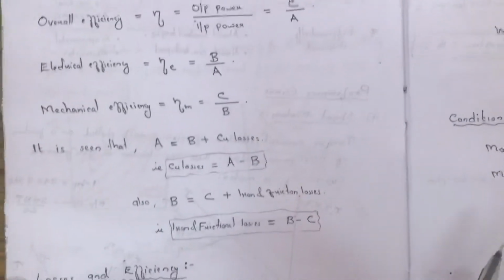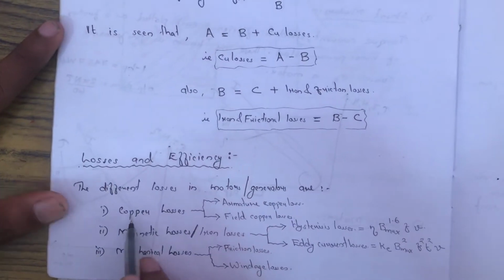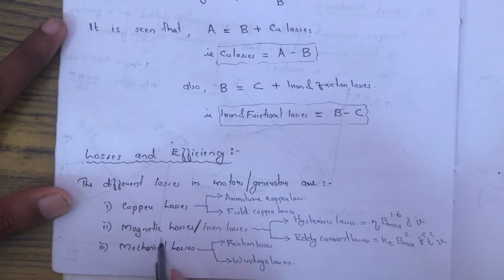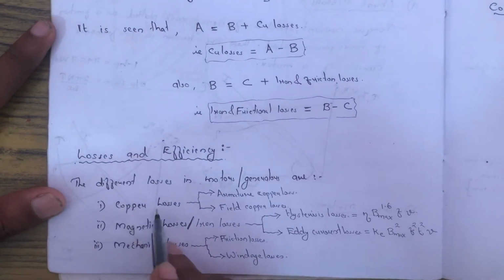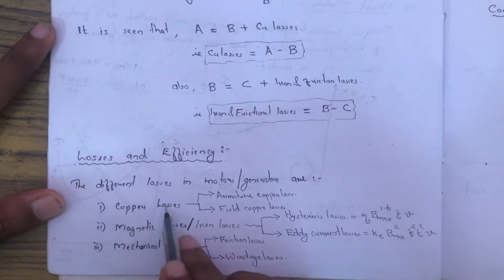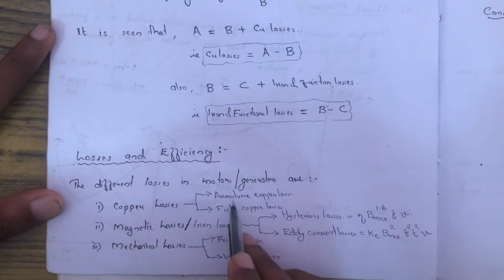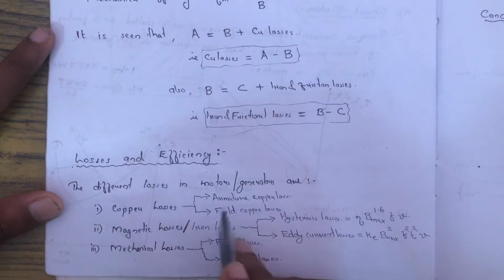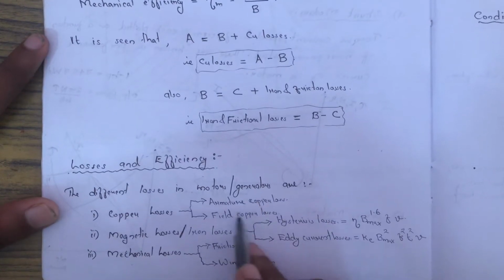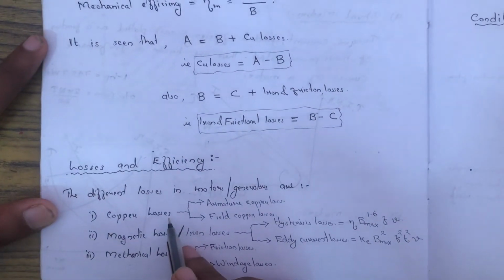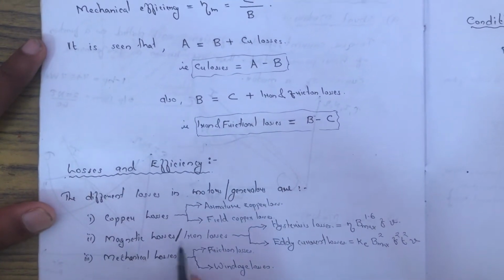Next we can see the different losses in a DC motor. The different losses are copper loss, the second one is magnetic losses or iron losses, and the third one is the mechanical losses. First, copper loss: these are losses due to the resistance of the windings. We have two windings, armature winding and field winding, so we will have armature copper loss and field copper loss. These are the two different copper losses in DC machines, either in a DC generator or in a DC motor.